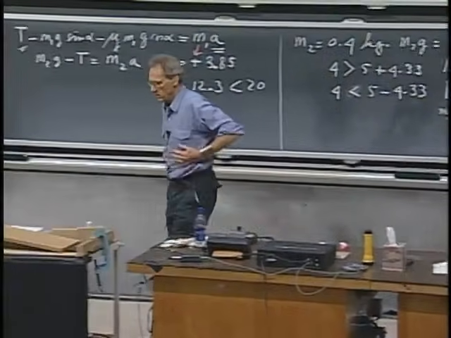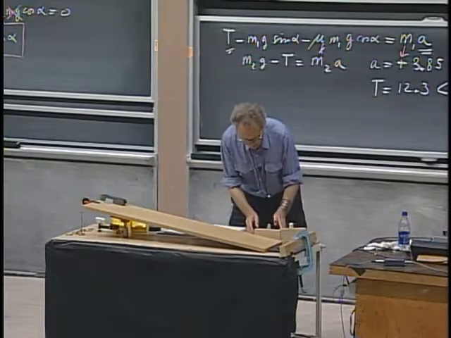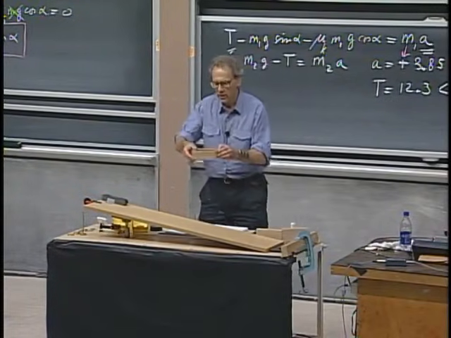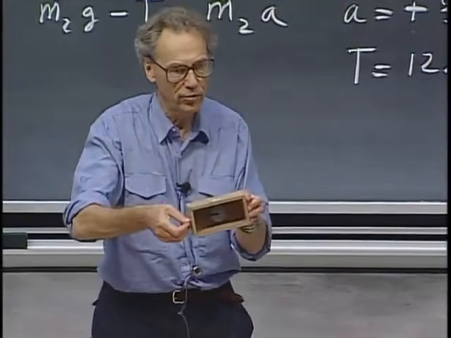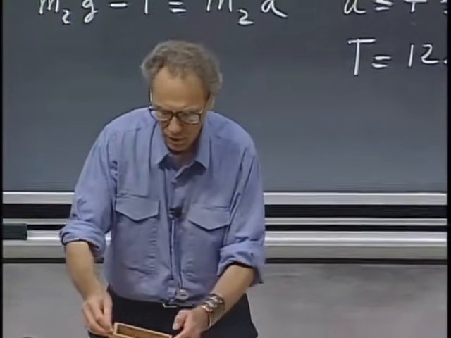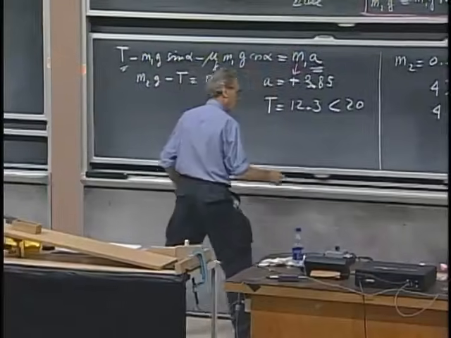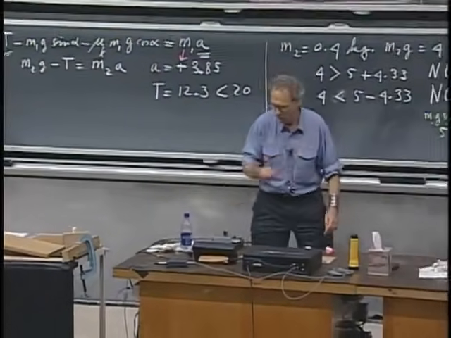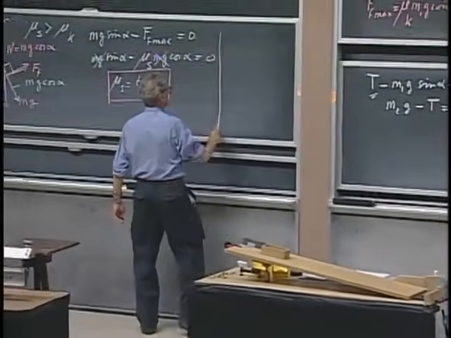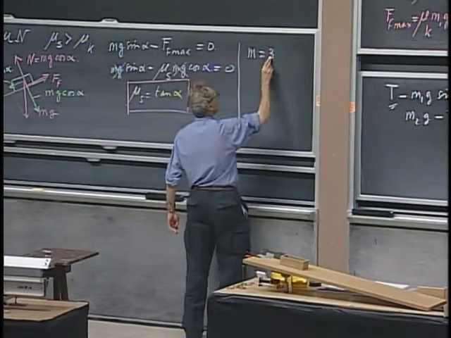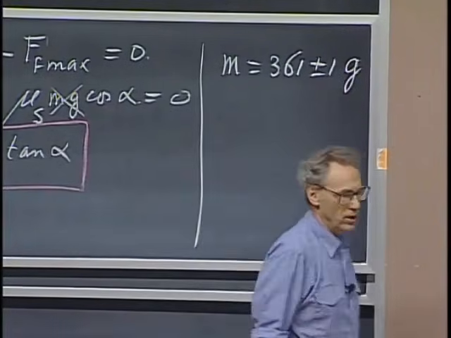And the object that I use for that is this box. In this box is a little weight. That's not very important. I want you to know that the weight of this object is 361 grams. I'll write it down for you here. So the mass of the object is 361. I'm sure that the uncertainty is at least 1 gram.